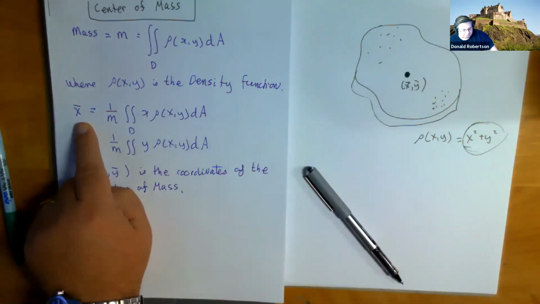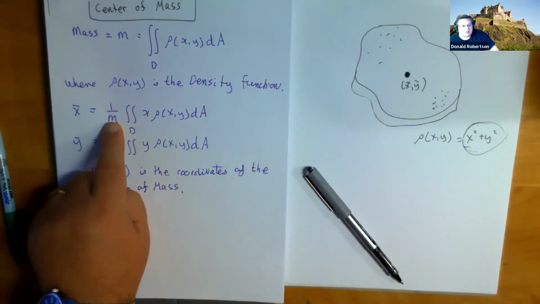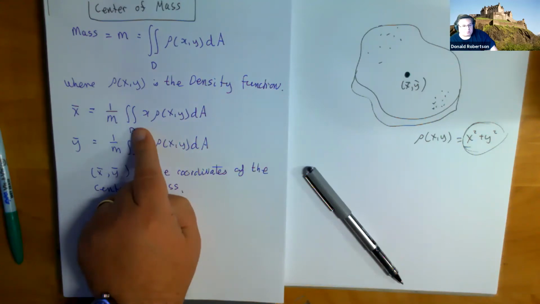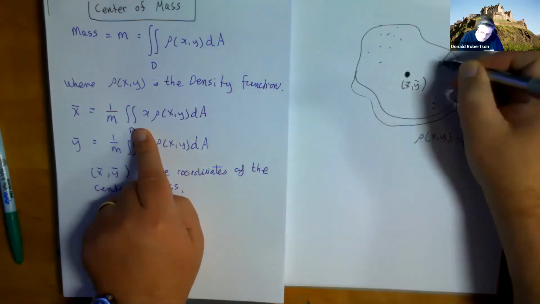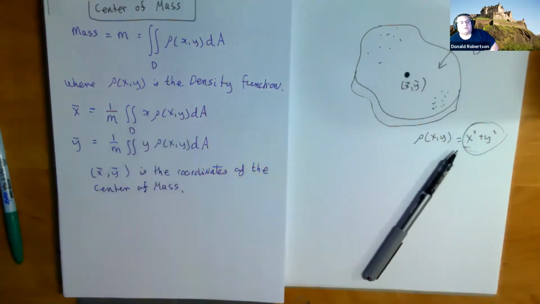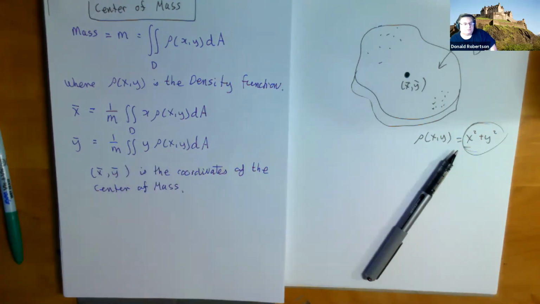X bar, the x coordinate of the center of mass, is 1 over m, which is this guy, the double integral over the region D, that's the region D, of x times the density function, or y times the density function for y bar. I'm just double checking that I got that right. Yes, I did, for the change.